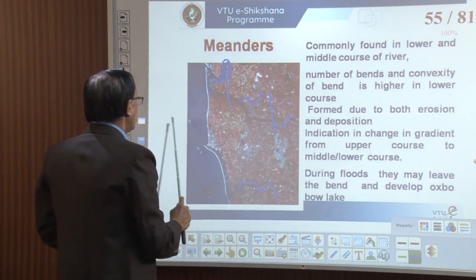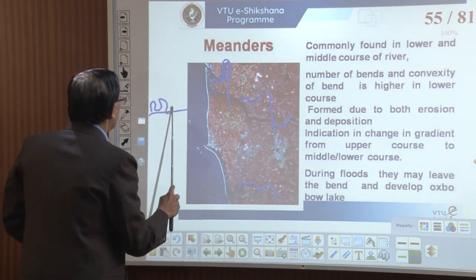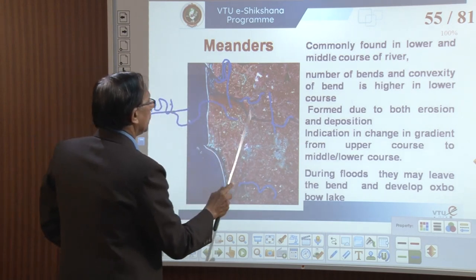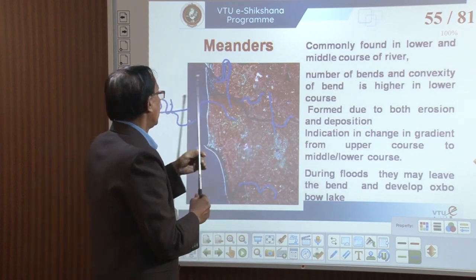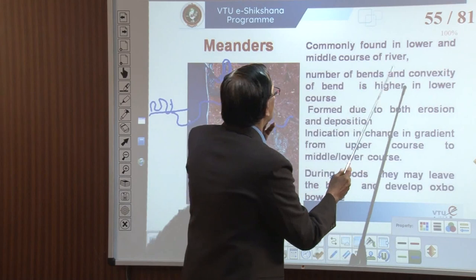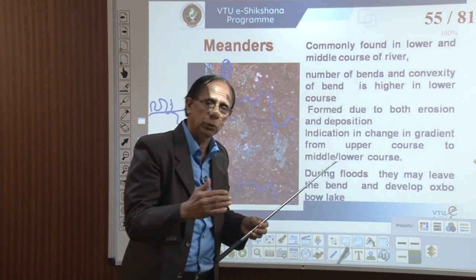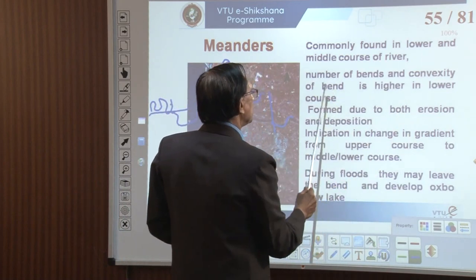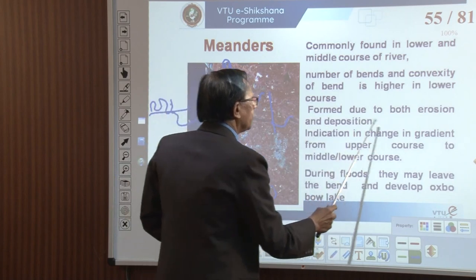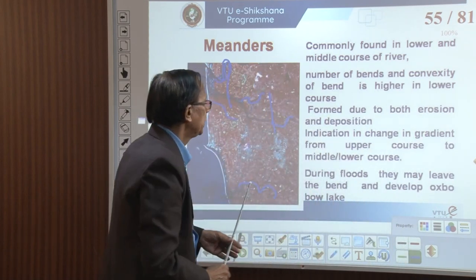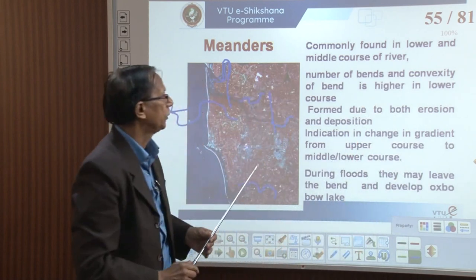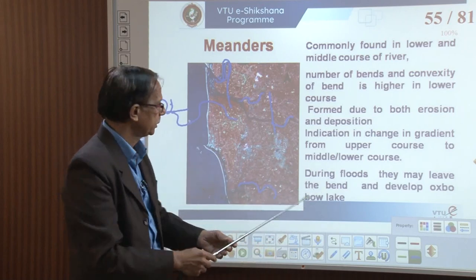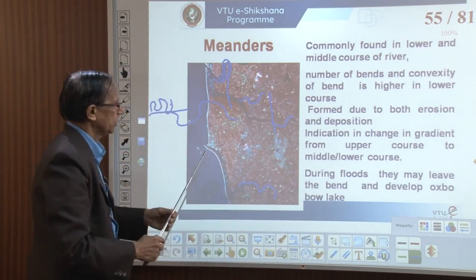Per kilometer length, the number of meanders can be more in the lower course, and the number of meanders is less in the middle course. So in the middle course or lower course of the river, meanders are formed, and they are due to both erosion as well as deposition. The number of bends and convexity of the bend is higher in the lower course. Indication is change in the gradient from upper course to middle, middle to lower course. This is a satellite image of coastal Karnataka, South Kerala coast.